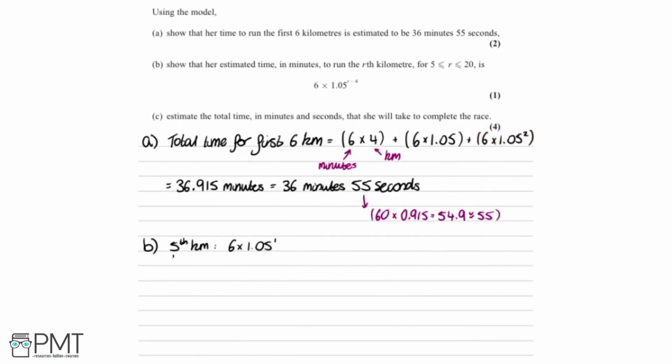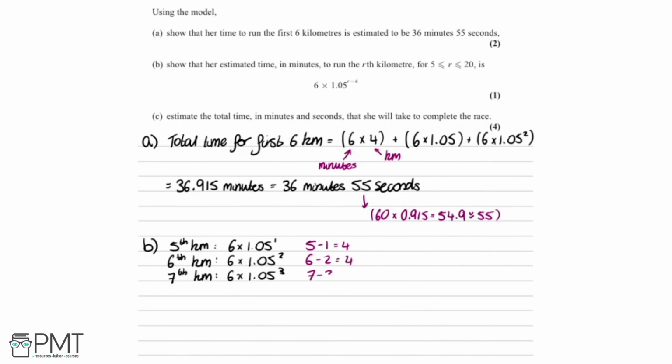So the 6th kilometre takes us 6 times 1.05 squared. So it would follow that the 7th kilometre would take 6 times 1.05 to the power of 3. And if we see and work out if there's a common pattern here, we've got, okay, for the 5th kilometre, if we take away the power here, minus 1, we get 4. Okay, the 6th kilometre, we take away the power, we get 4.